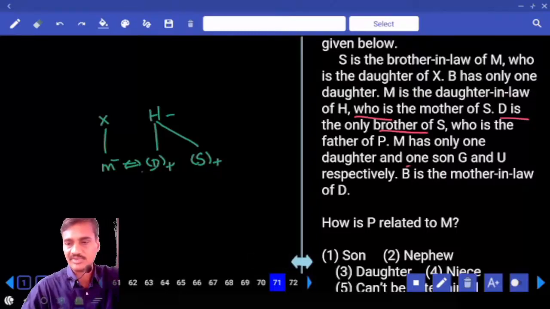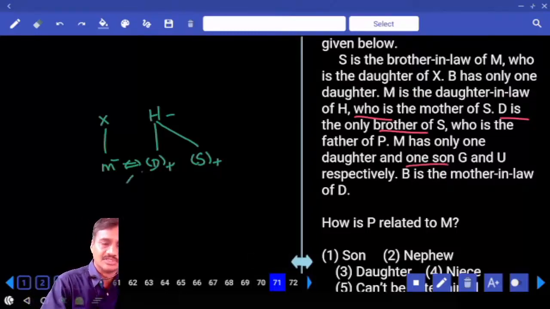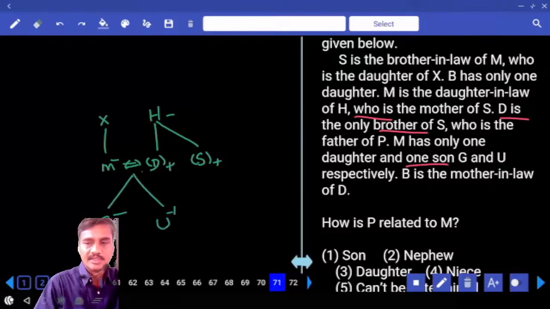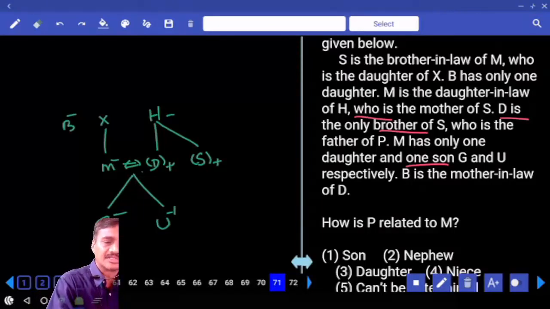Now this D has, M has only one daughter and one son. Respectively, the daughter is G and the son is U. And B is the mother-in-law of D. Hence B is the mother-in-law of D. B and X are a married couple. B is female, X is male.